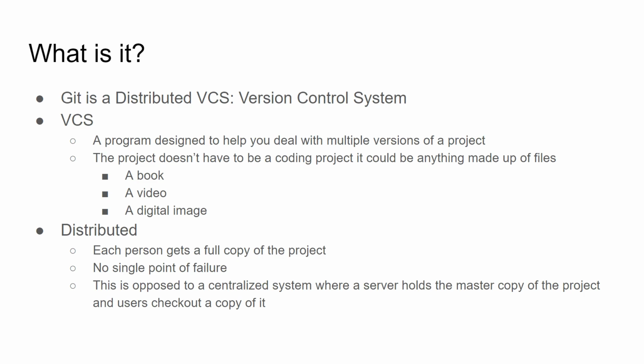It's distributed, so everybody gets a full copy of the project, which means there's no single point of failure. With a centralized control system, the main thing is on one server, and if that server goes down, it's gone, and no one can access it. But with Git, everybody has a copy of the project, so as long as one person has it, you'd be able to restore it.